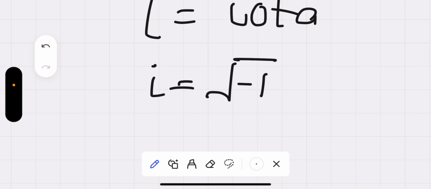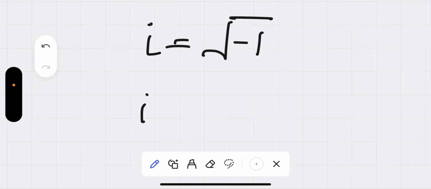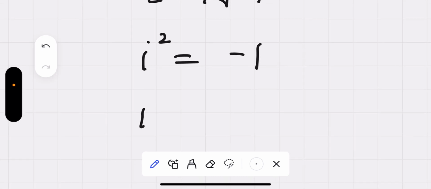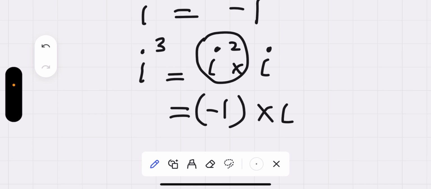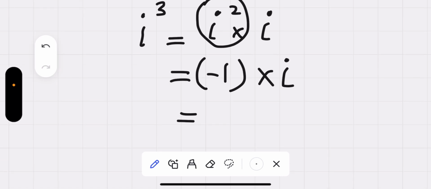But what if we take square on both sides? So we shall get minus 1. And what if we have cube? So we can write iota square multiply iota power 1, or simply iota, which can further be simplified as iota square gives minus 1 and multiply iota. So minus 1 times iota is minus iota. So this is the value of iota power 3.